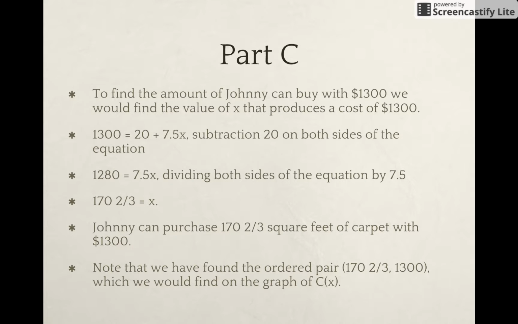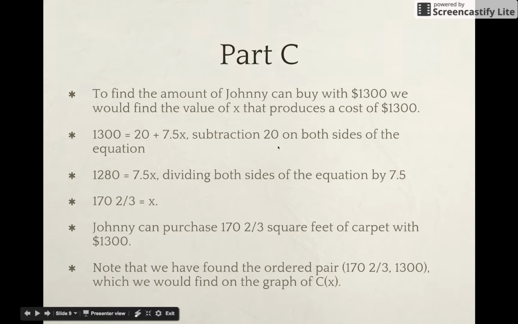Part C, we want to find the amount of carpet Johnny can buy with his $1,300. And so we have 1,300 is equal to 20 plus 7.5x. In this case, we are replacing the y value, or C of x, since they are the same, with $1,300. And now we have to solve for x.